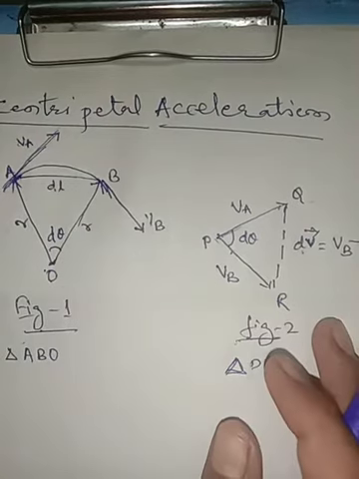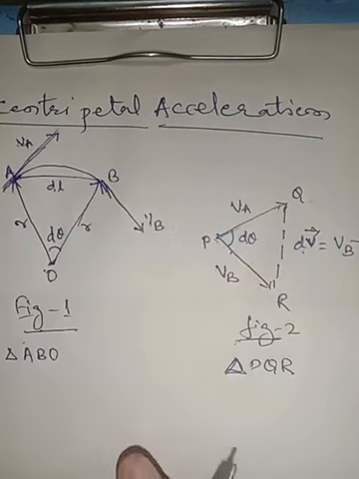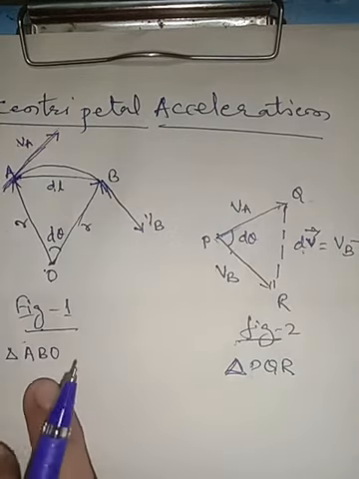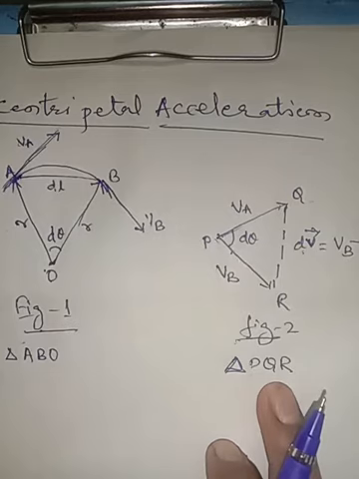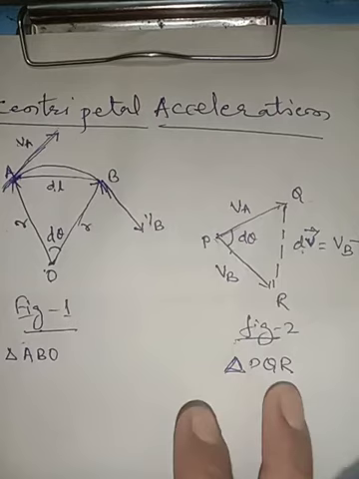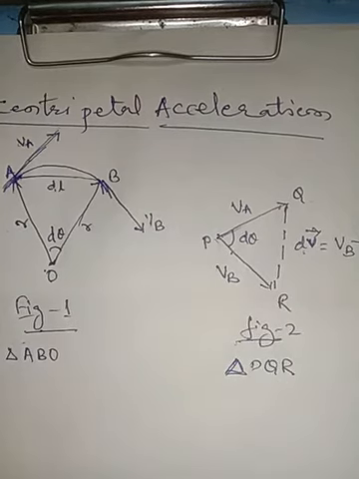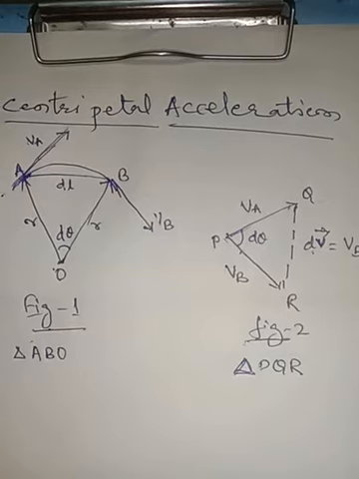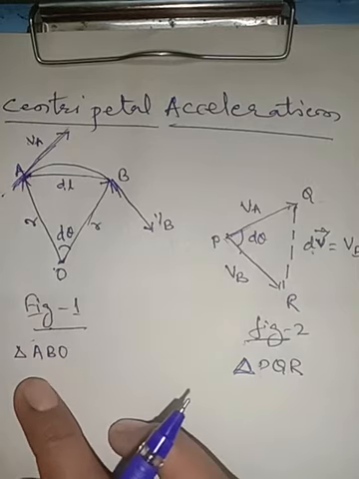These two triangles are similar. Now if we are telling that this figure ABO and this figure PQR are similar triangles, what have we studied in the case of similar triangles? The ratio of the base length to the side length for one of the triangles is equal to that of the other triangle.